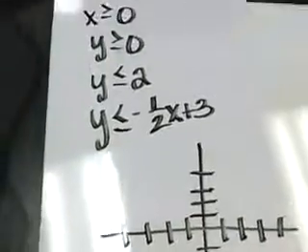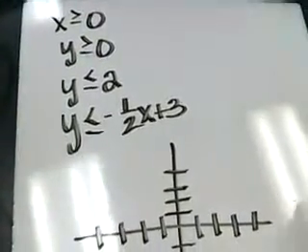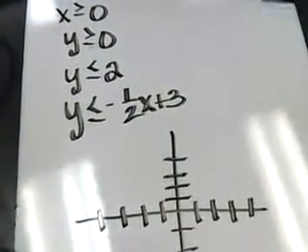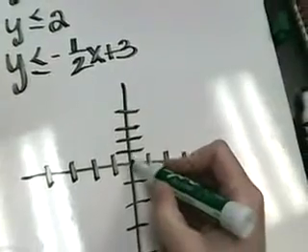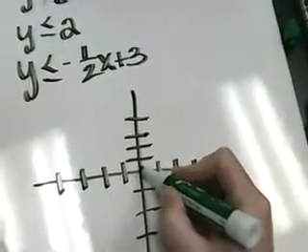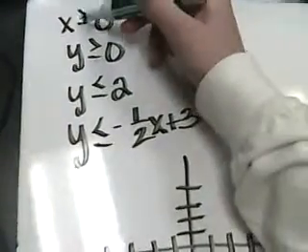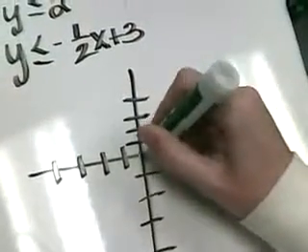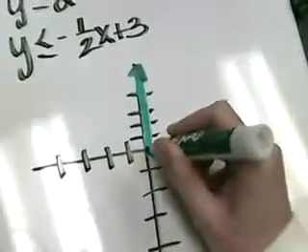Okay, so my first one is x is greater than or equal to 0. That's a vertical line, x equals 0. So here I am at 0. I'm supposed to draw a vertical line. It's a solid vertical line since it has that equal to underneath it. So here's my vertical line.